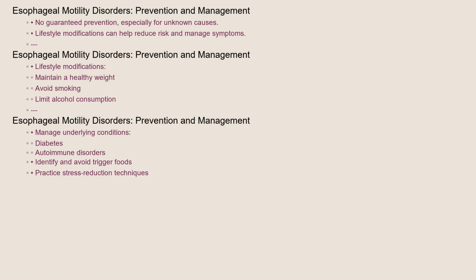Unfortunately, there's no guaranteed way to completely prevent esophageal motility disorders, particularly those with an unknown cause. However, certain lifestyle modifications can help reduce your risk and manage symptoms. These include maintaining a healthy weight, avoiding smoking and excessive alcohol consumption, and managing any underlying conditions like diabetes or autoimmune disorders. Identifying and avoiding trigger foods that exacerbate symptoms can also be beneficial. Practicing stress reduction techniques may help in some cases.